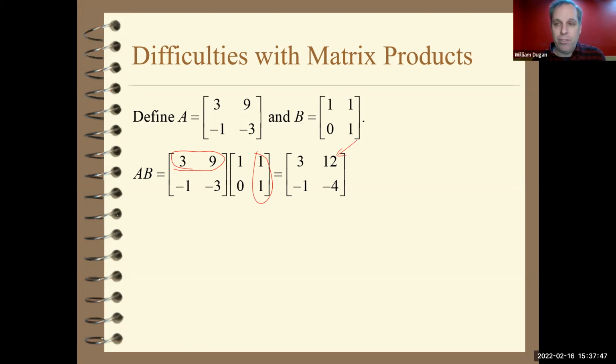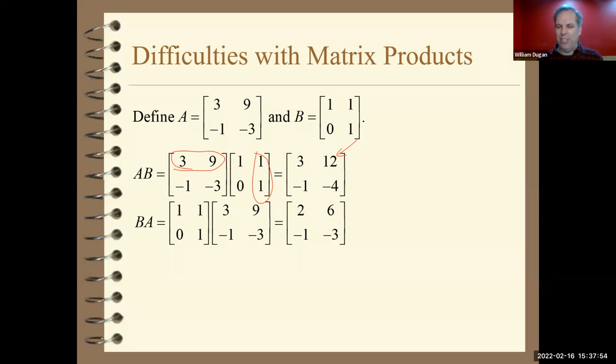But if you take the matrices and multiply them in the different order, so take B times A, this time you get the matrix 2, 6, -1, -3. You get, well, basically a whole different answer. So that's really bad. That's really terrible. That means in general that A times B does not equal B times A.